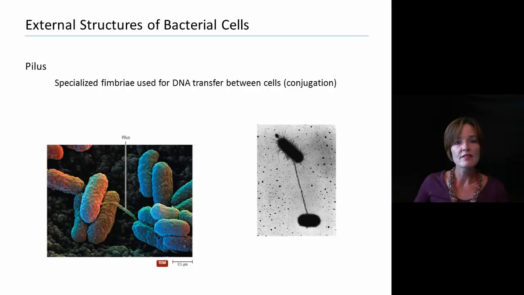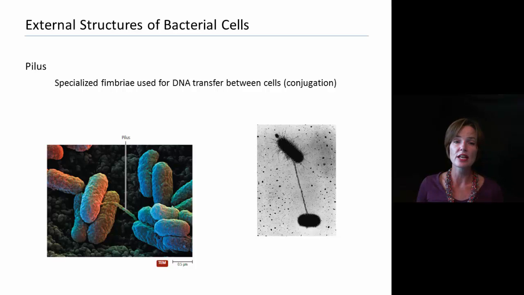Another structure that we can have is called a pilus. And this is a specialized fimbriae, so it is sticky, it's going to be pretty rigid, and this one specifically is used for DNA transfer between cells. And that DNA transfer process is what we call conjugation.